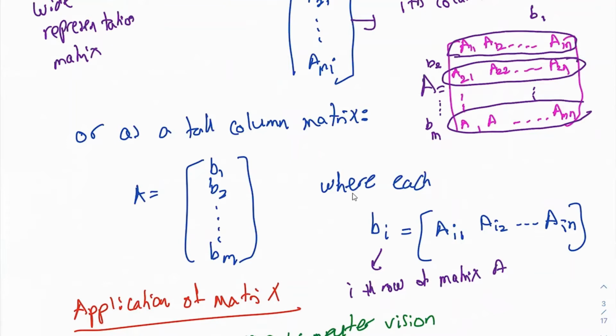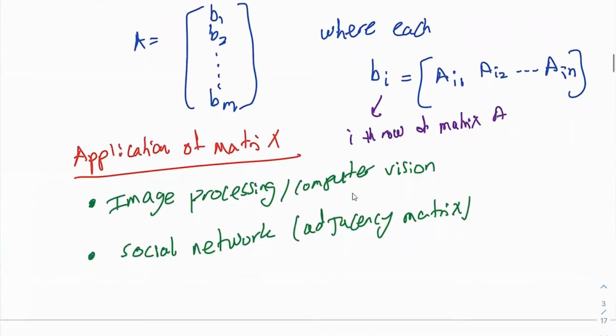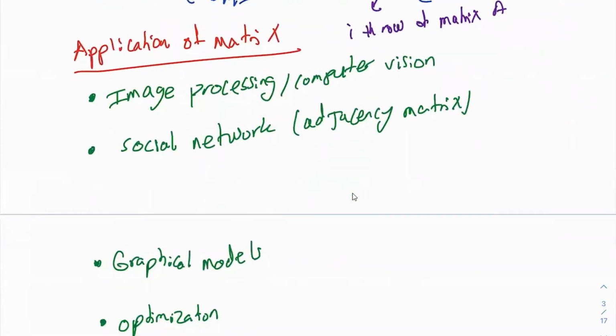Okay, good. Now let's talk about the application of matrices. Matrices have a lot of applications. Actually, pretty much as I said in the beginning of the video, linear algebra means matrices and vectors. So it has numerous applications in image processing and computer vision. First of all, as I talked about in the first video about vectors, an image is a 2D matrix. So image processing is all about matrices. Computer vision is all about matrices, matrix manipulation, and various operations on matrices.